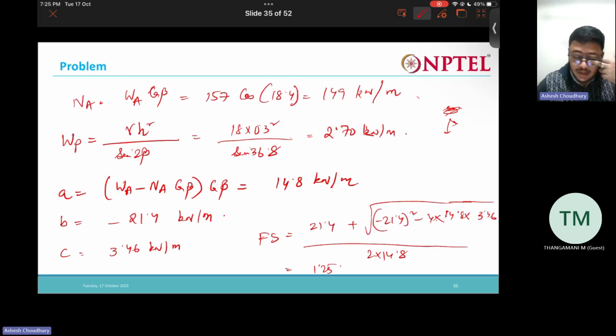So if you consider the slope as infinite, you can see that the factor of safety is a little bit lesser. Okay.